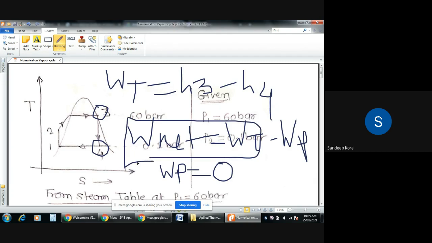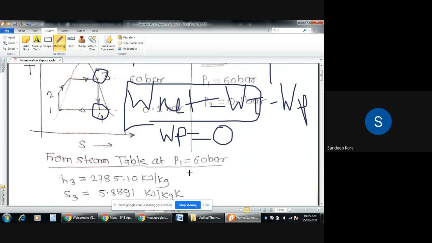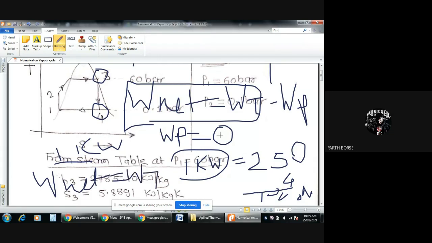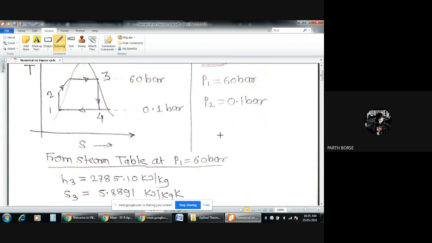We have simplified this problem by neglecting the pump work. In an actual case, in big problems, what is happening? The pump work is 1 kilowatt, and the turbine work is 250 into 4, as there are 4 turbines. It is 1000 megawatt of power developed, while pump work is 1 kilowatt. So 1 kilowatt divided by 1000 megawatt is negligible. That's why in our case, the net work is equal to turbine work. Is it clear, Parth?